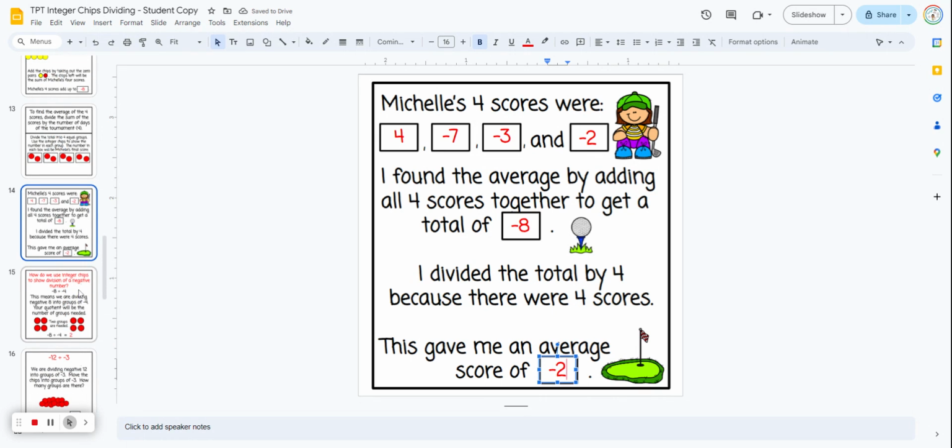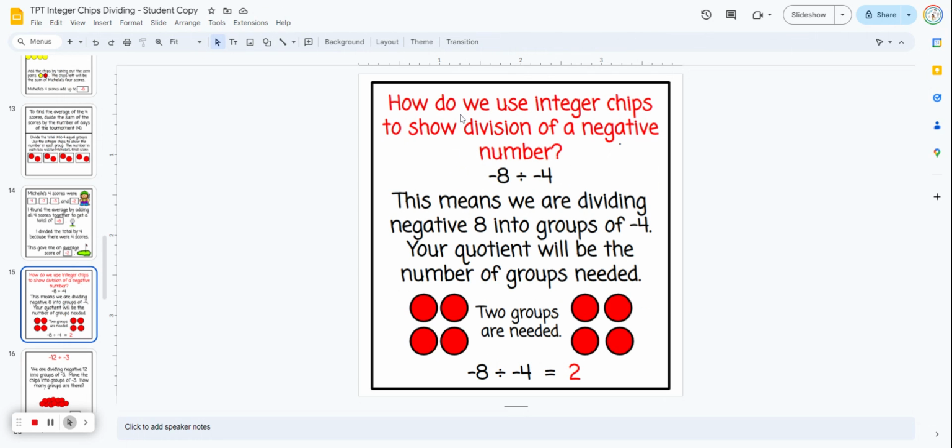Now we're going to move on to some other examples of dividing integers. This is what we do when we divide a negative number by another negative number. So what this means, -8 divided by -4, is that we're taking -8, or 8 red chips, and we're dividing them into groups of -4. So if we divide them into groups of -4, we count the number of groups to get our answer. There were 2 groups. So -8 divided by -4 is +2.